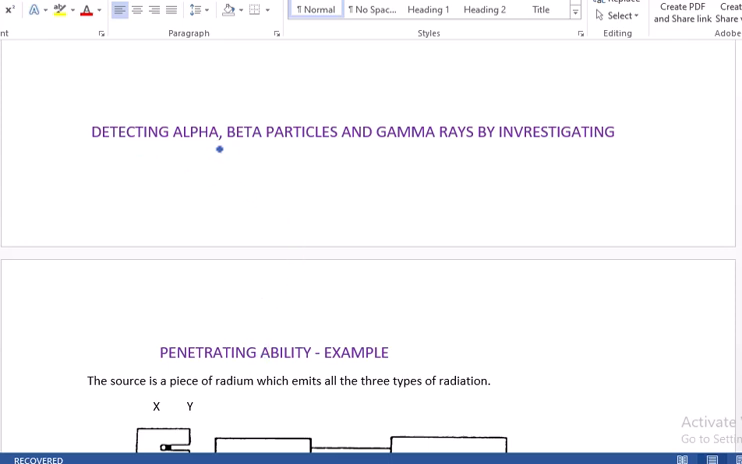Detecting alpha, beta particles and gamma rays by investigating their penetrating ability.